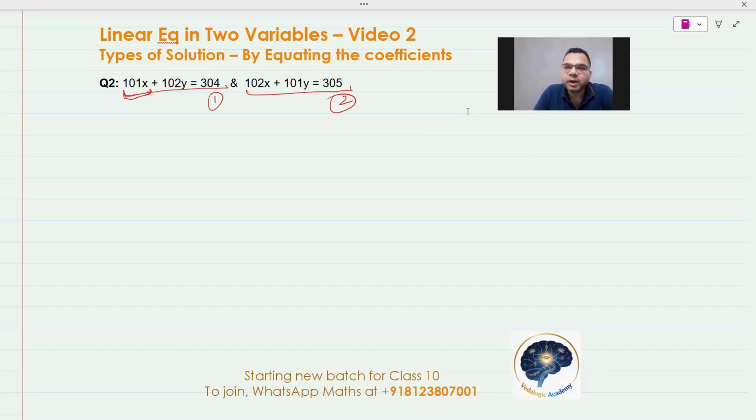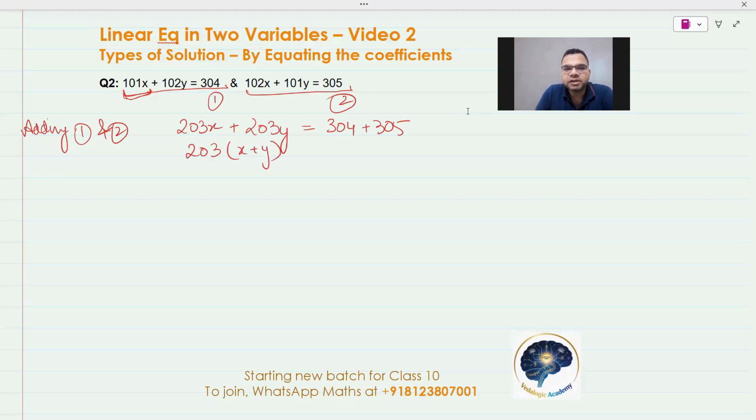Okay, so I'm going to add them. Let's say I want to add 1 plus 2. And in the exams, you have to write that you are adding 1 and 2. Okay, so 101x plus 102x becomes 203x, and again the same here, it becomes 203y. So 102y plus 101y equals 203y, and it becomes 304 plus 305, right? So it becomes 203 into (x plus y). I've just taken 203 common from here, and it becomes 609. If you see this side, 5 plus 4 is 9, 0 is common, and then 3 plus 3 is 6.